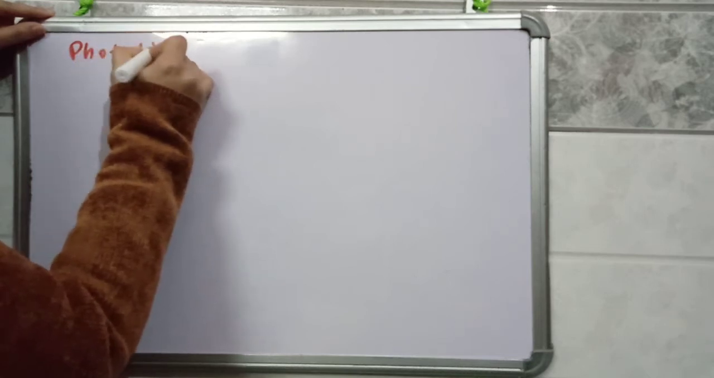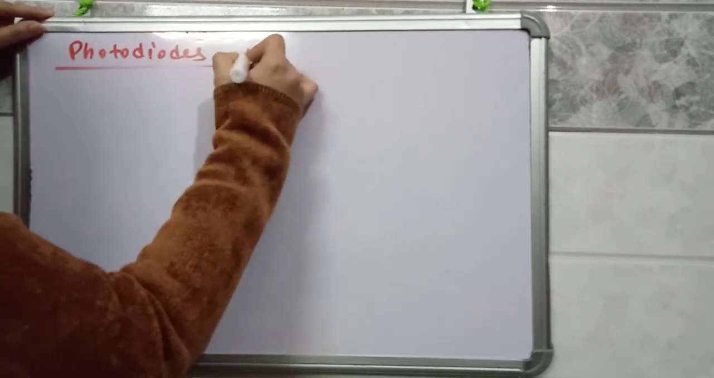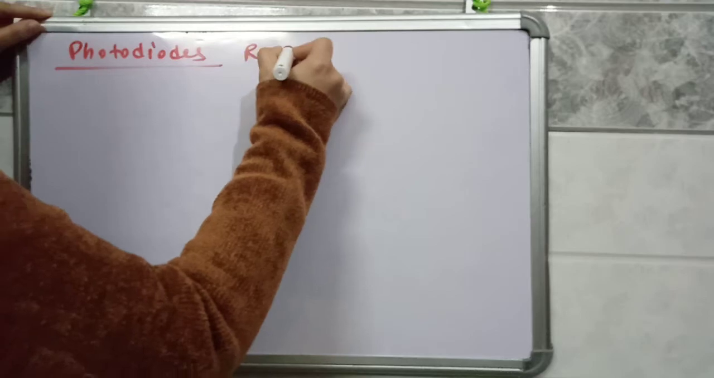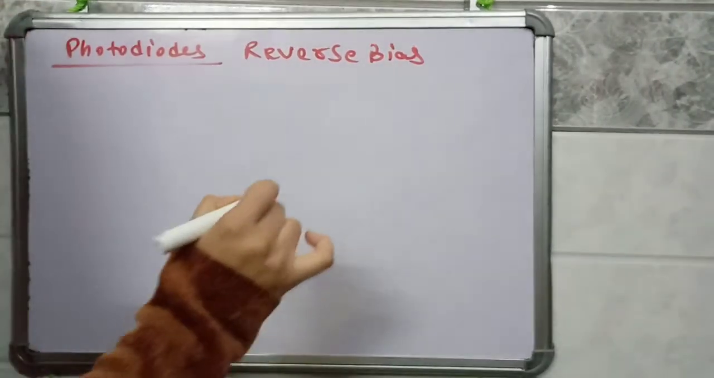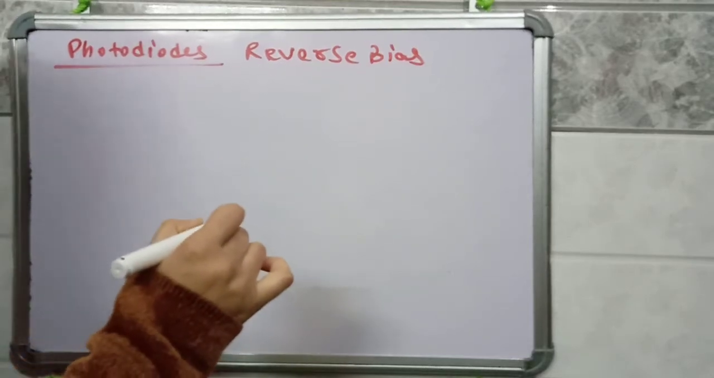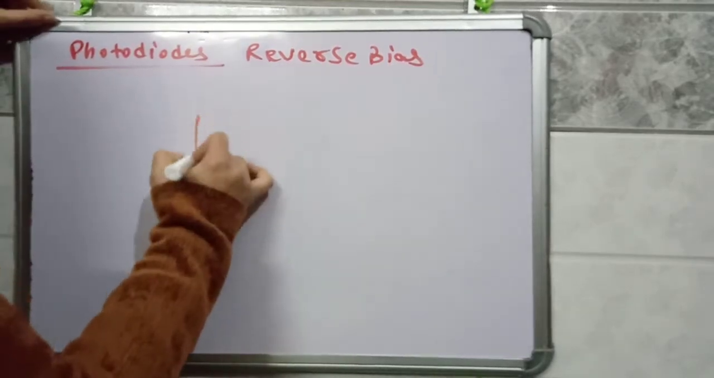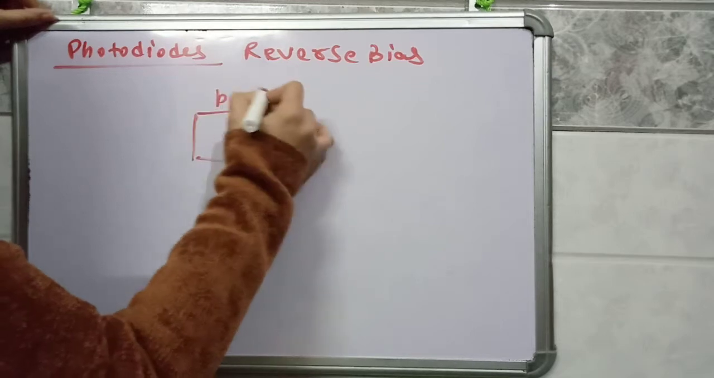Hello students, let's continue our chapter on semiconductors, and today we are going to discuss photodiodes. So photodiodes are PN junction diodes, and they are reverse biased. Photodiodes are PN junction reverse biased diodes. Here is the PN junction.